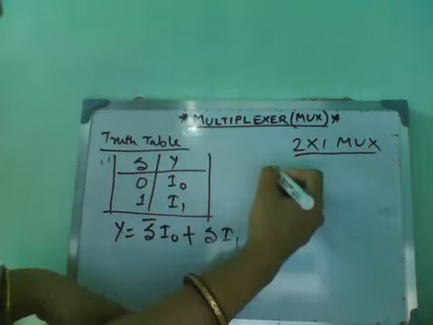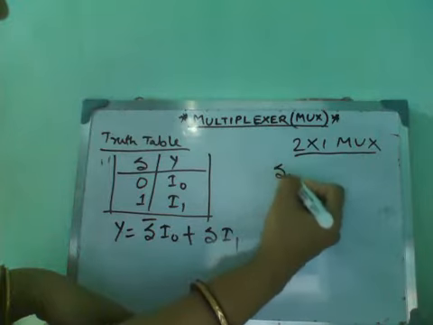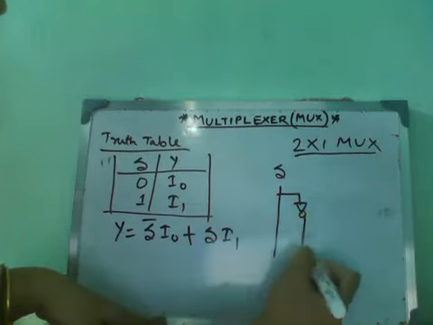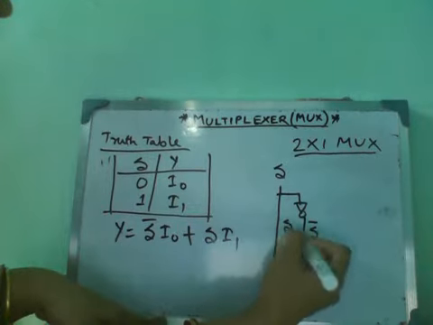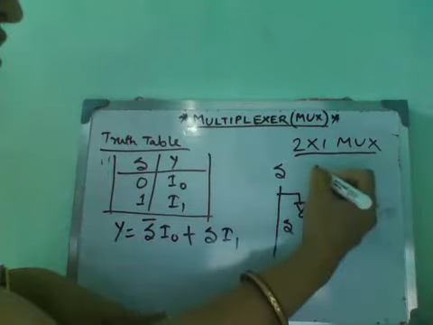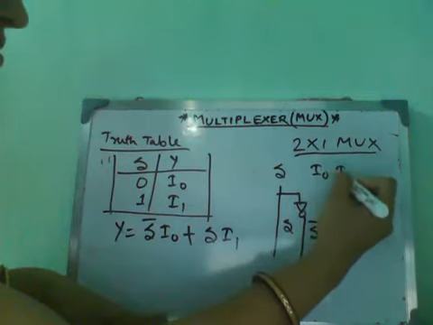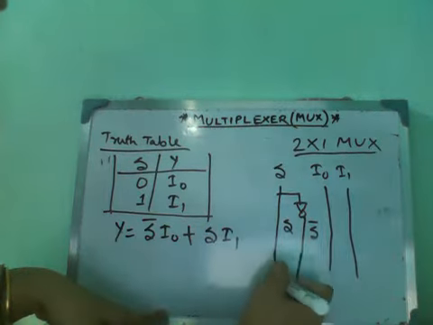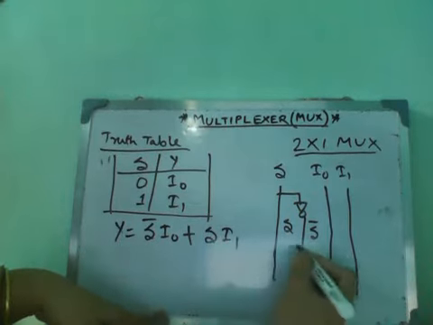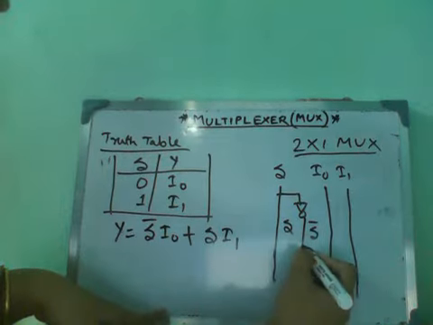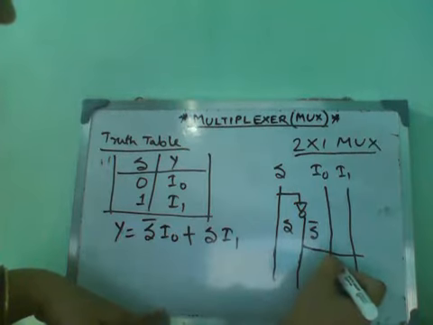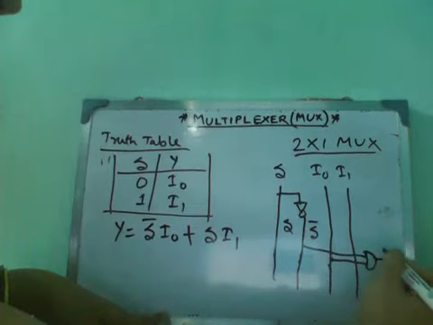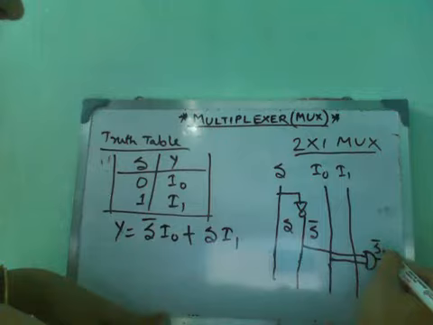First we take one select line and its complement, that is NOT gate, S bar, and 2 data lines, I0 and I1. First condition, S bar and I0, that is S bar I0.